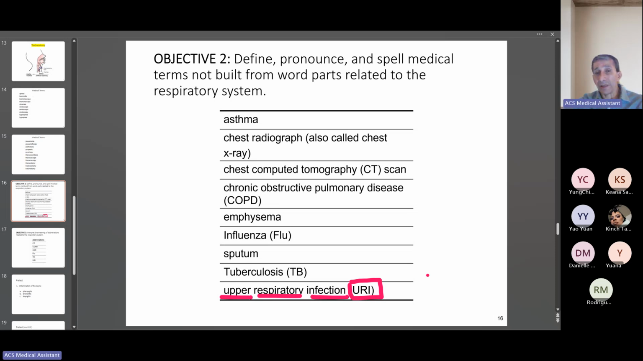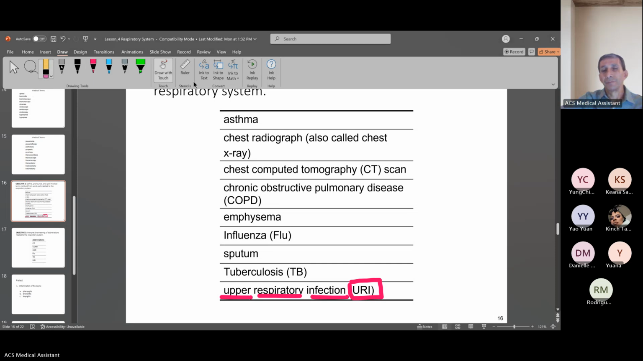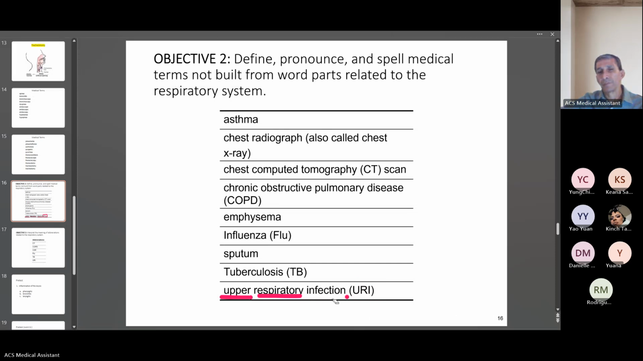So the respiratory structures are divided into two, as I mentioned at the beginning of this chapter. Anything above the larynx, the throat, or the pharynx, the nose, that is upper respiratory infection. Below the trachea to the lungs is called lower respiratory infection. So know these abbreviations because they come in very handy.